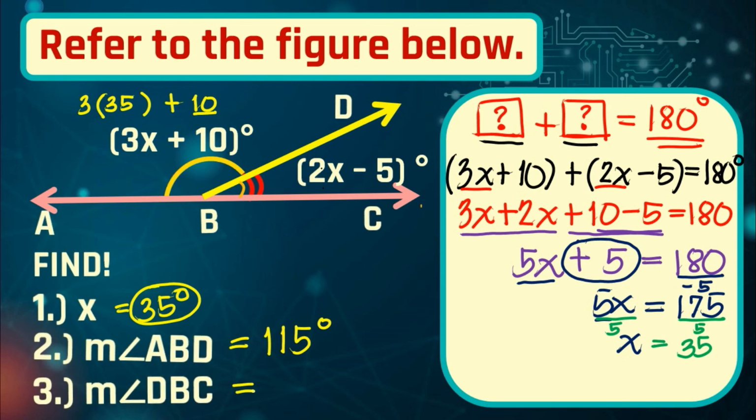Then, let's find the measure of angle DBC. Our expression is 2x minus 5, right? So, yung 2, i-times lang natin siya kay 35. Okay? Then, close in parenthesis, minus 5. Solve na natin yan. What is 2 times 35? That is 70. And then, bawasan natin ng 5. That is 65. Okay, to check if our answer is correct, try to add them kung 180 ba yan.